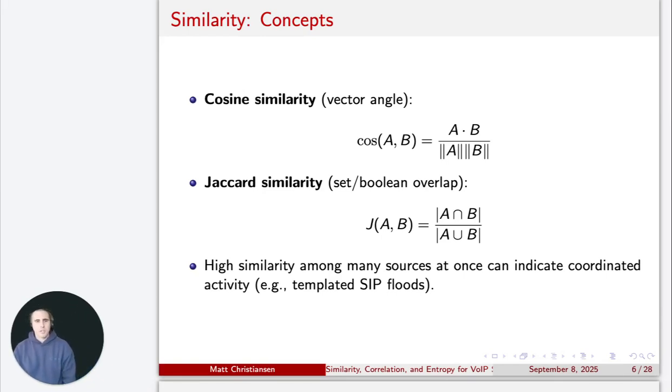We have the cosine similarity, which is the vector angle. The cosine similarity of set A and B is A dot product with B, divided by the magnitude of A and the magnitude of B multiplied together. Jaccard similarity deals with sets and Boolean overlap. And so we're going to be using set notation here.